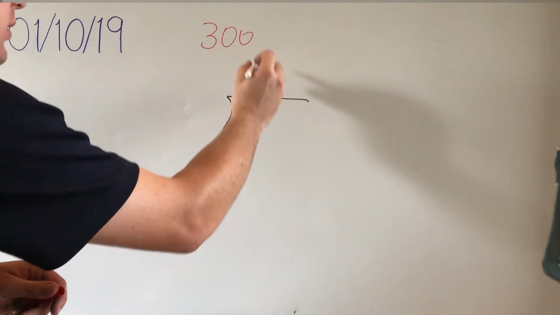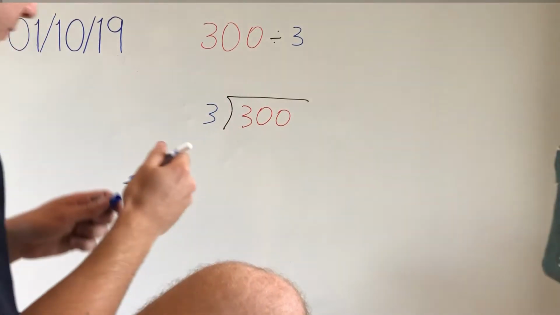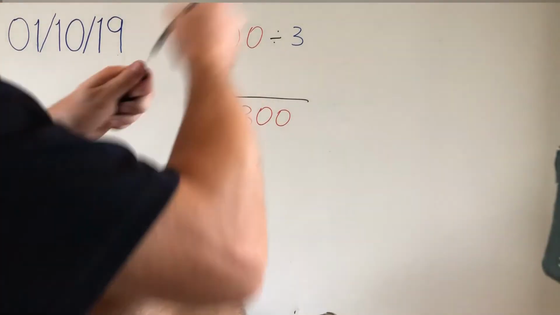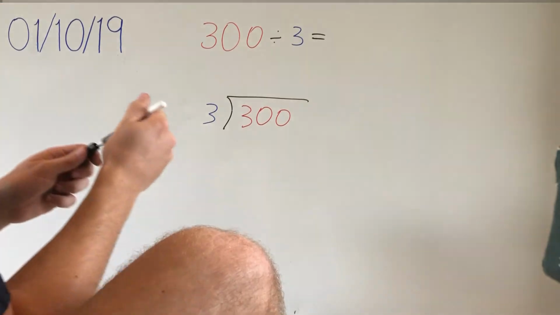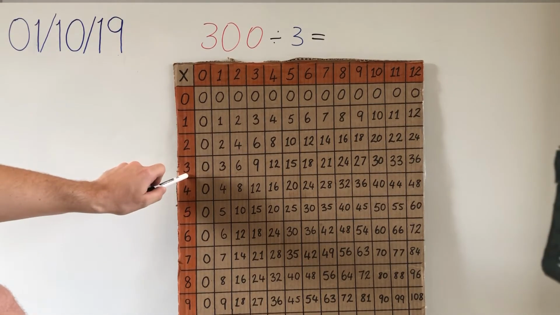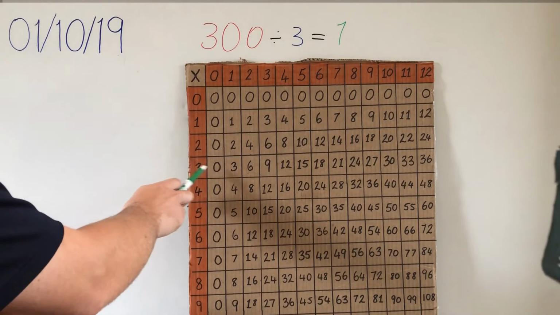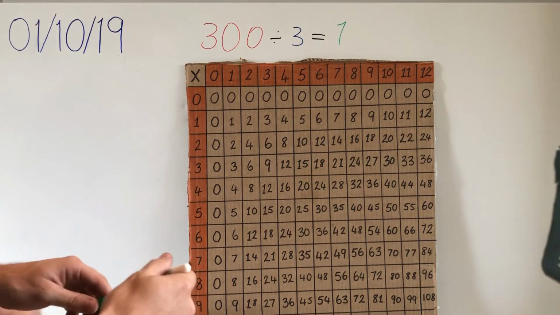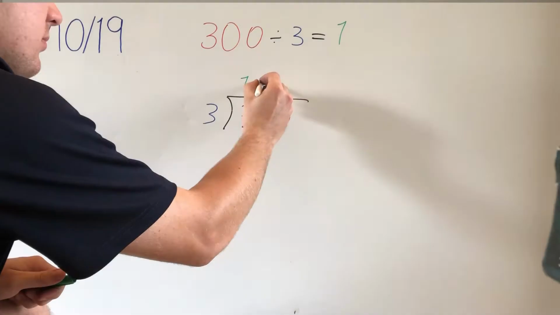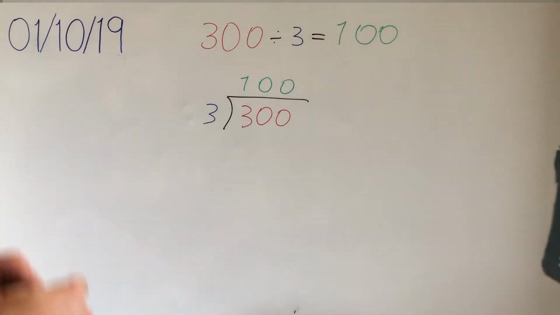300 divided by 3. 300 will go underneath the horizontal line and the 3 will go in front of the curved line. So how many 3's will it take to make 300? Let's start small. How many 3's go into 3? We know it is 1, and we can check this on our multiplication table. Now, how many 3's go into 0? Let's check the multiplication table. The answer to how many 3's will it take to make 300 is 100.